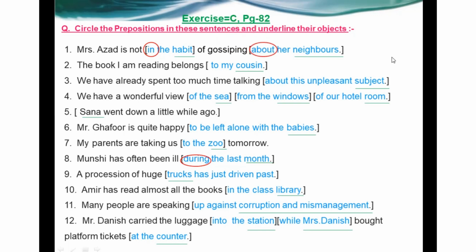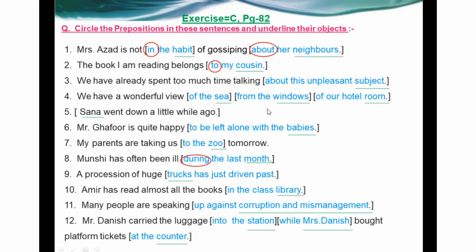Yes, about is our next preposition. Okay, and the object is underlined. Like that we will do the rest. Okay, let's come to number 2. The book I'm reading belongs to my cousin. The preposition we have here is to. Okay, and cousin is our object.